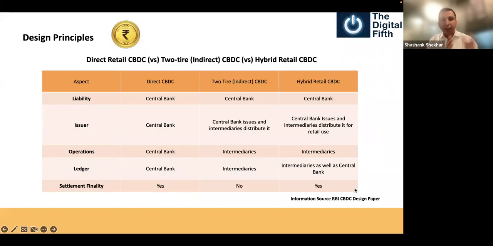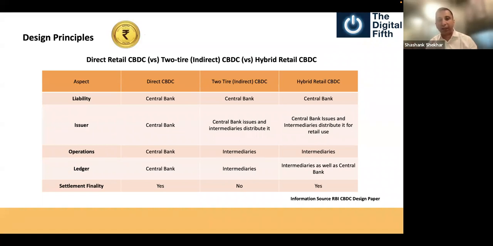Within retail CBDC and all the different variants which have been suggested, to summarize from the CBDC note, the liability is going to be the central bank. It means your E-Rupee is held by the central bank, while the issuer could be the central bank; in the two-tier, the issuer bank issues it while intermediaries distribute it, right? And similarly in the hybrid, intermediaries distribute it to retail users. So that's their operations. Direct CBDC is between the users and the central bank, be it merchants or individuals.